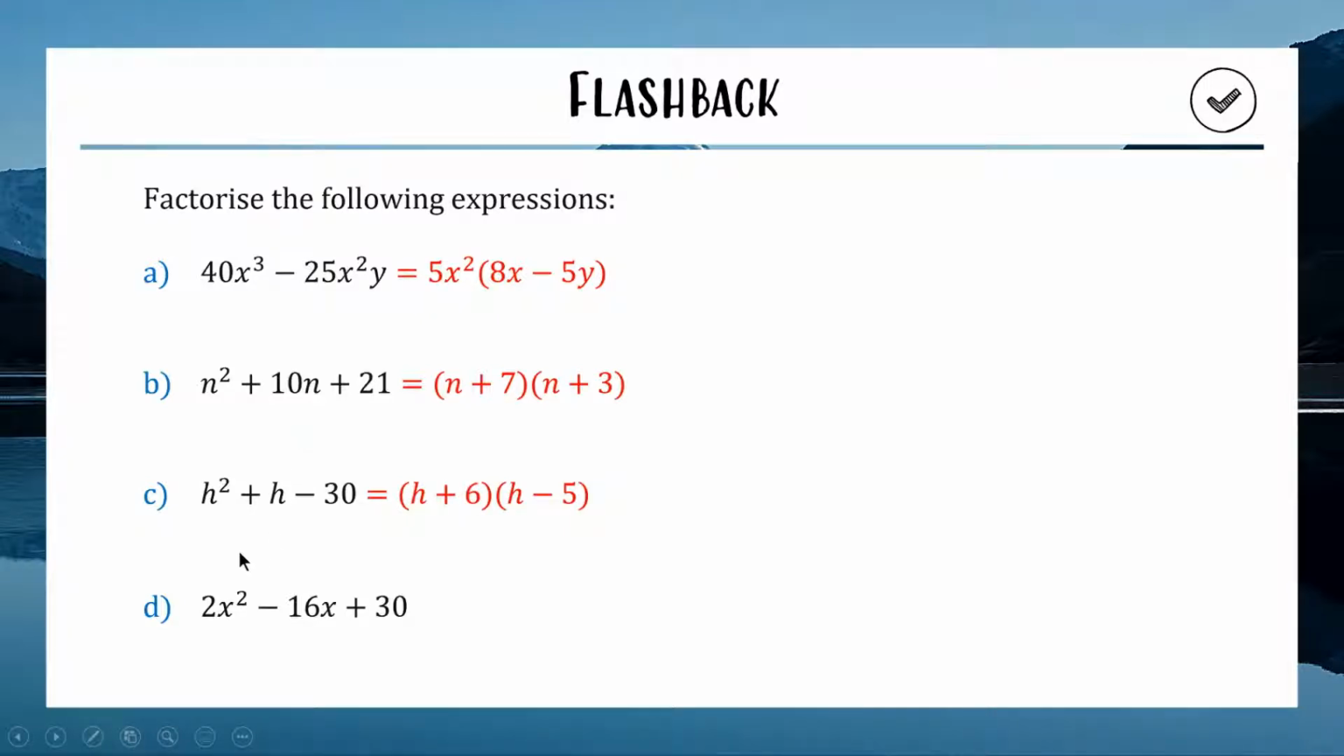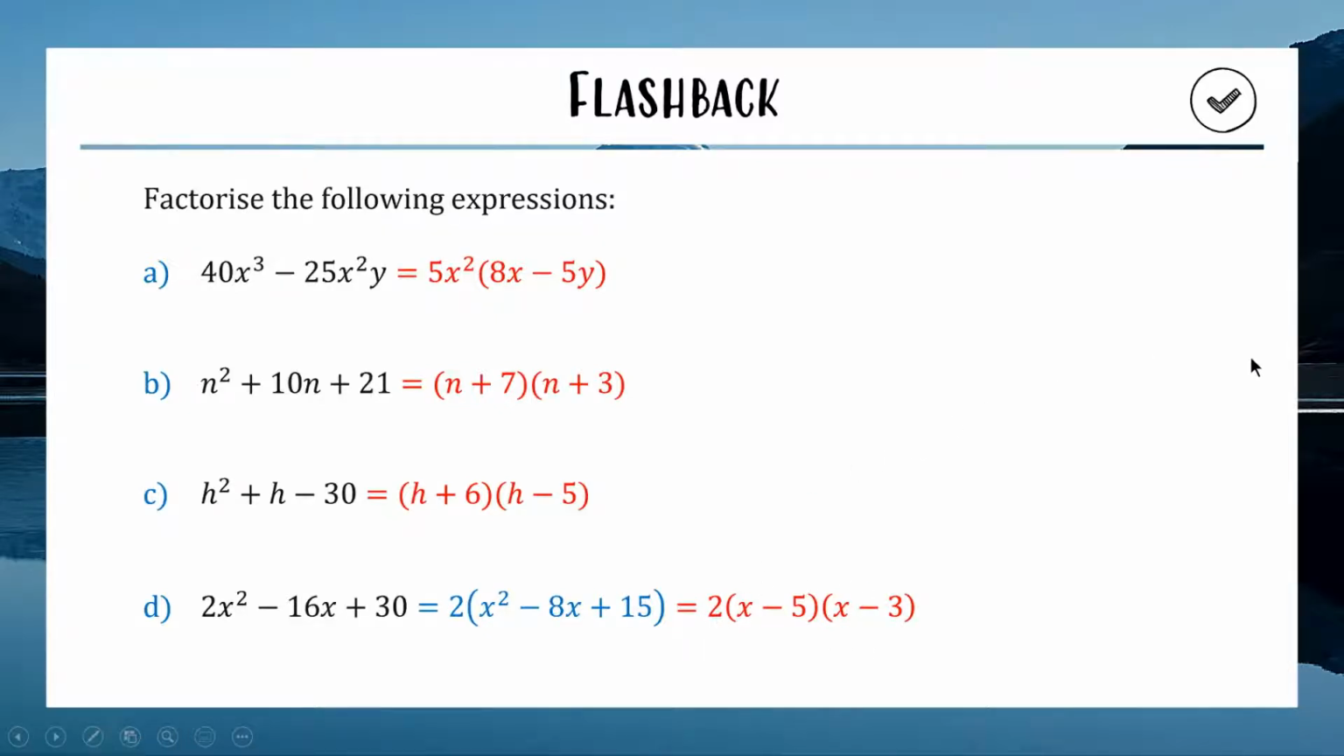For question D, first thing we're going to do is take out the common factor of 2 out of all three terms. So we'll have 2 outside of x squared minus 8x plus 15. Now factorizing this, we're thinking of two numbers that need to add to give negative 8 and they're going to multiply to give positive 15. For this one, it's going to be minus 5 and minus 3. So well done if you got that answer with the little 2 out the front.